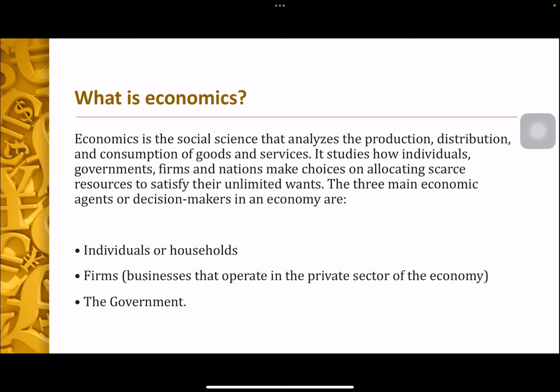The first is the individual or the households like us. The others are the firms or the enterprises. They are doing business and they belong to the private sector of the economy. And then lastly is the government.